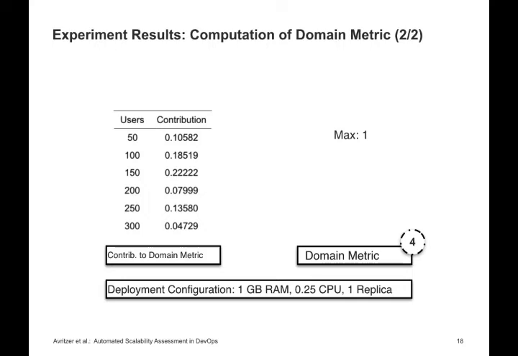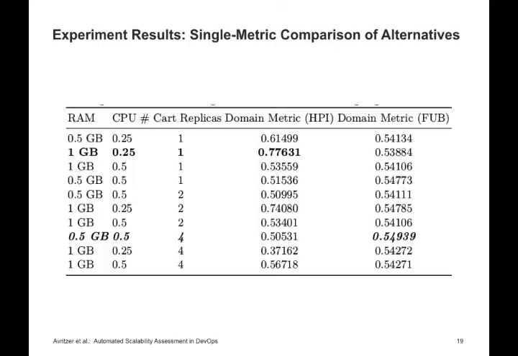Similarly, when we execute all the load tests for all the defined load configurations as shown in the slide, we can compute the domain metric for all of them. Finally, we can compute the domain metric based on defined pass-failure criteria. In the case of this example configuration, the actual computed domain metric result is 0.77631.